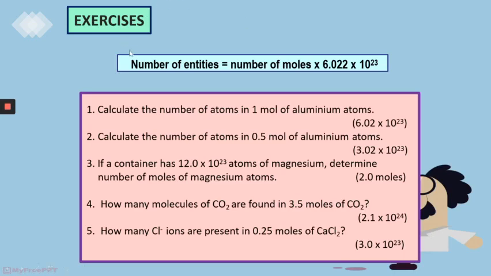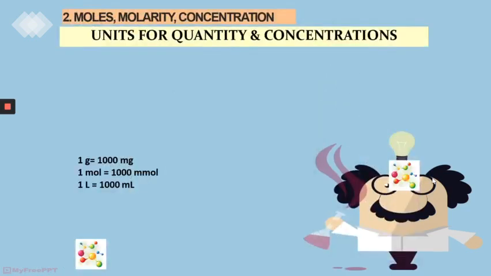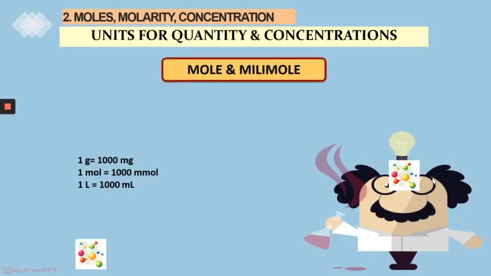Okay, so make sure you memorize the formula. Number of entity depends on the question. It can be atoms, it can be molecule or ion. Okay, so please try this question and check your answer. Make sure it is correct. Okay, now look at the unit for quantity and concentration for mole and millimole.